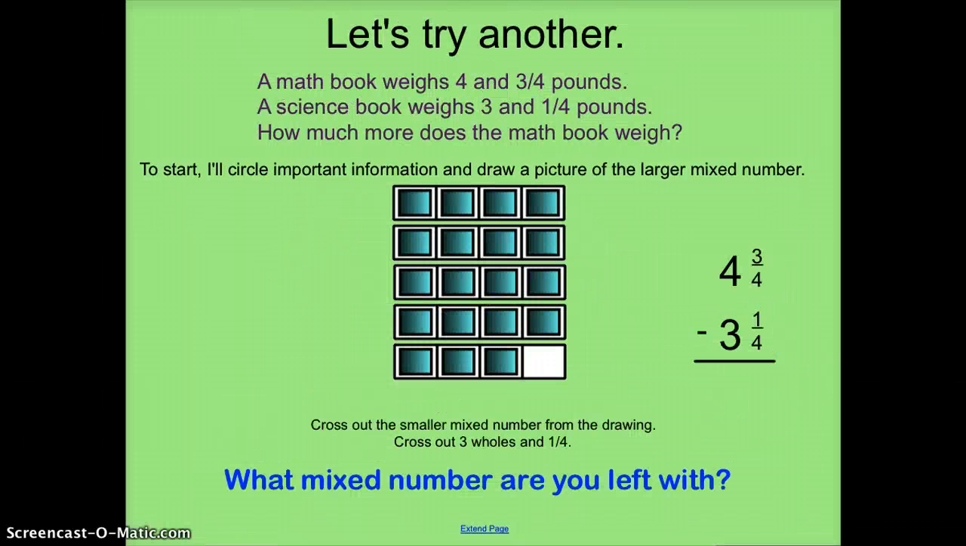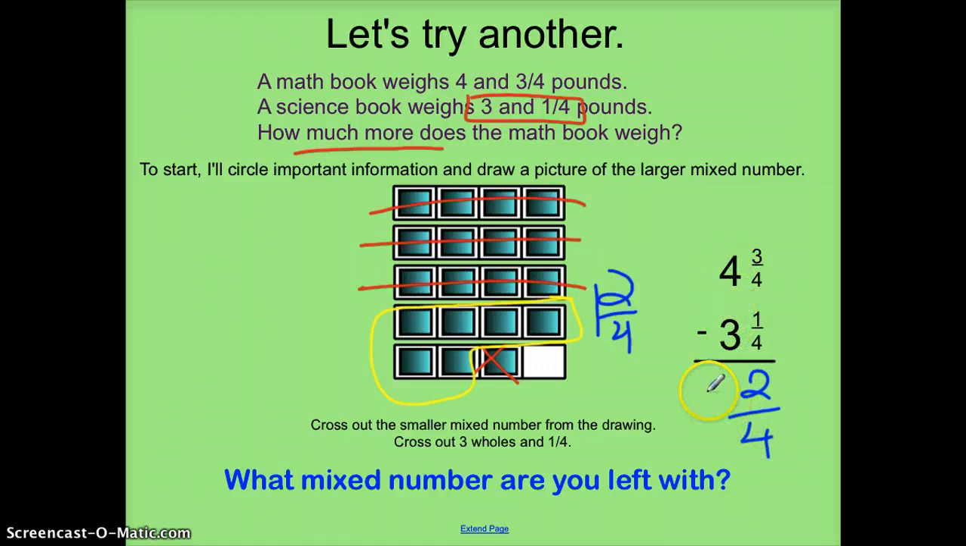Okay, another problem. Math book weighs 4 3/4 pounds. So here's 1, 2, 3, 4, and here's 3/4. Let's subtract 3 1/4 to find the difference, or find how much more. So get rid of 1, 2, 3 wholes, and 1/4. I'll circle what's left, 1 and 2/4. So again, my answer is 1 whole and 2/4. Over here in the number sentence, 3/4 minus 1/4 is 2/4, and 4 minus 3 is 1. Same answer.